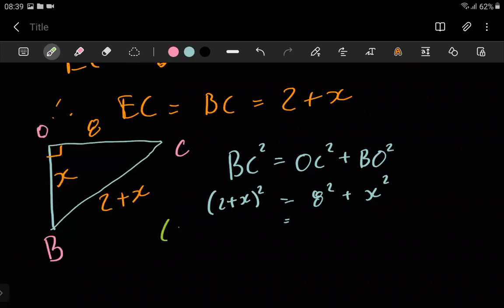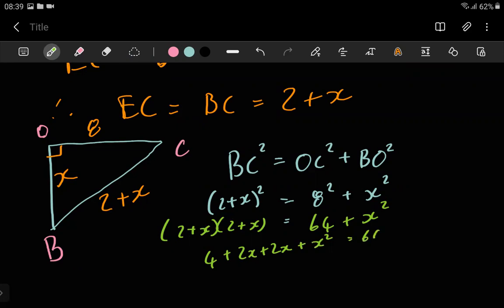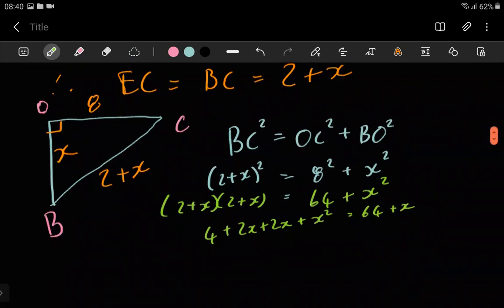Let's just see what it's going to be. 2 plus x, 2 plus x. 8 squared is 64. x squared here is just x squared. Here 2 times 2 is 4. 2 times the x is 2x. Another 2x. And then x squared there. And then from here you can see we're literally home free because it doesn't look like there's any heavy lifting to do anymore. Here, 4 plus 4x plus x squared equals 64 plus x squared.